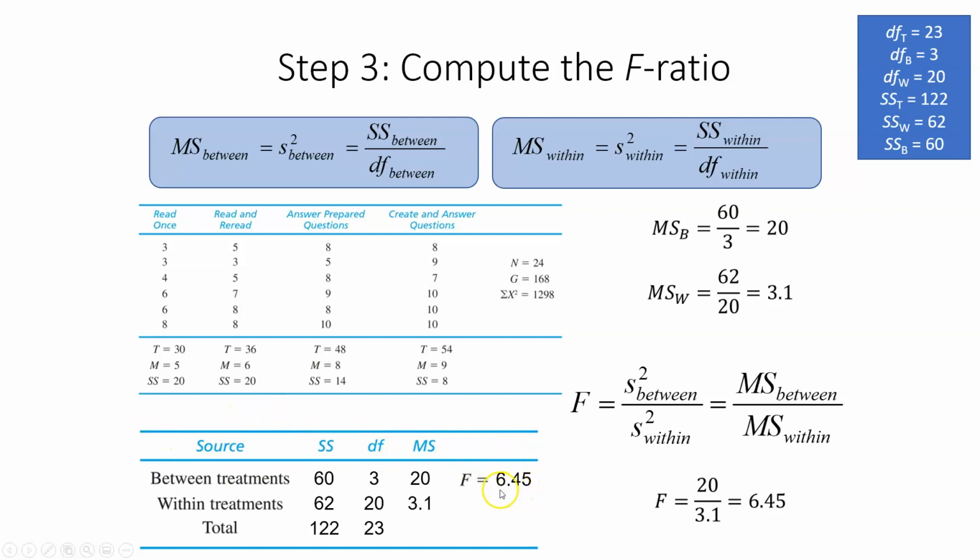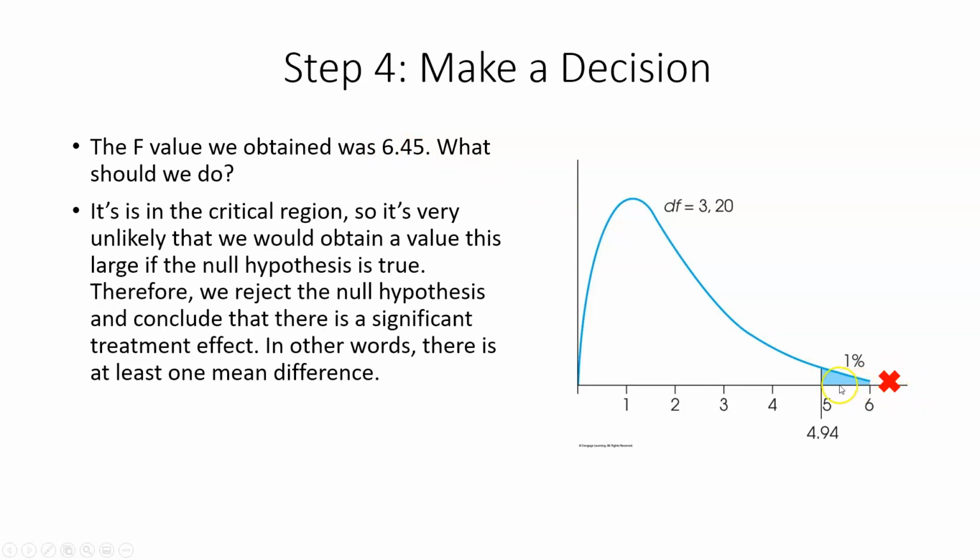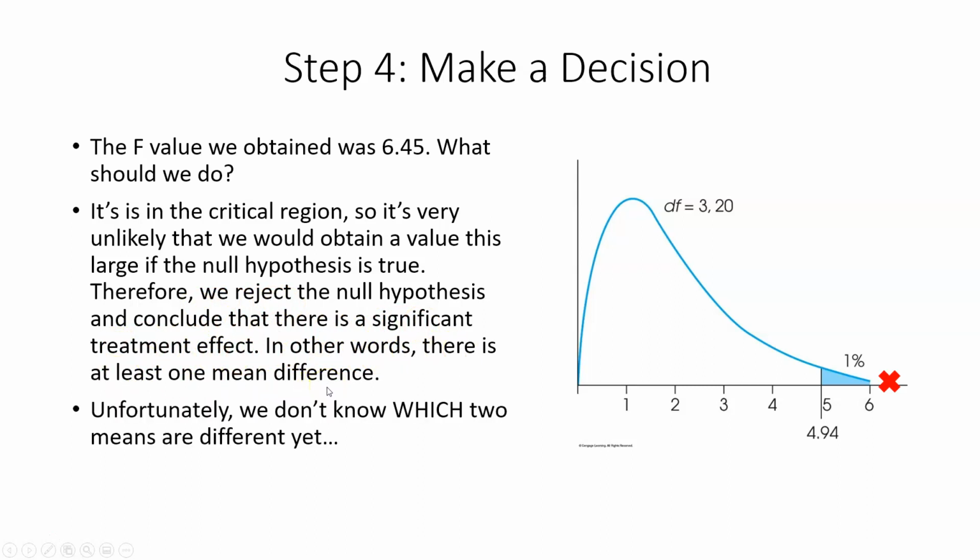We have to now, as step 4, figure out what to do with this 6.45. If we look at our original distribution, we marked off the critical region as anything above 4.94. Our obtained value was here, which means we reject the null hypothesis and we say we obtained a value that we would not expect to get by chance if the null hypothesis were true. Therefore, we conclude that there is a significant treatment effect. In other words, there's at least one mean difference between those four groups. But we don't yet know which two means are different.